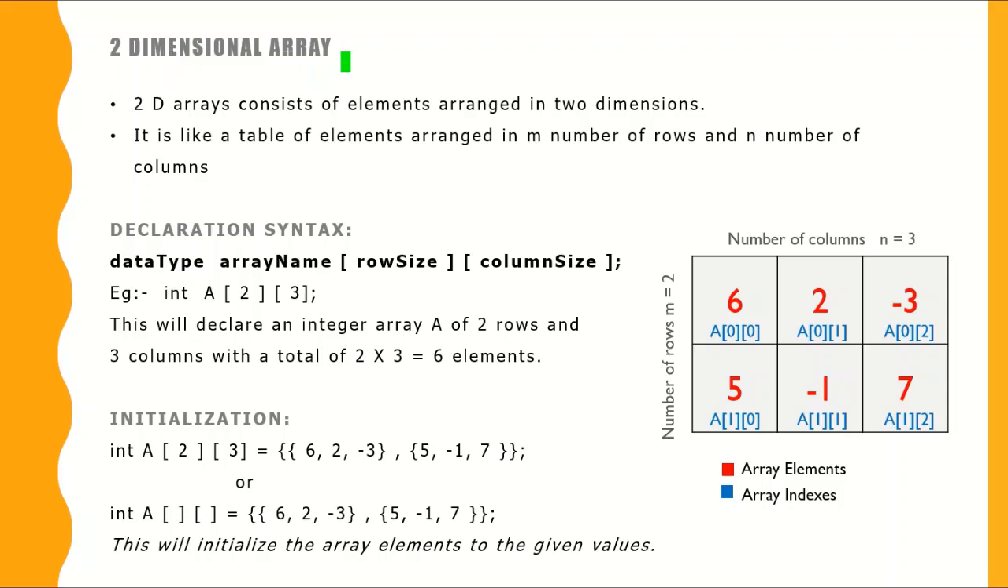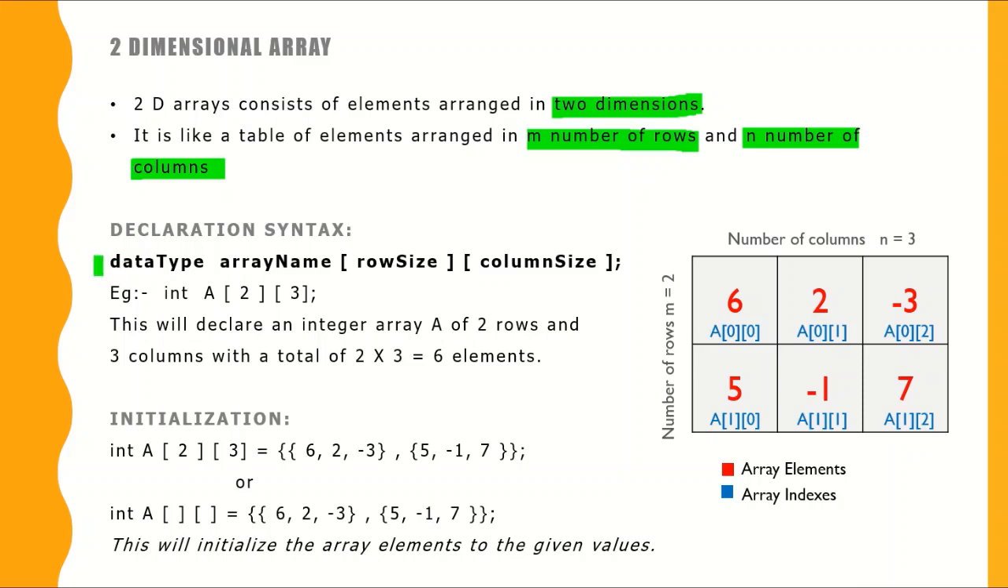Two-dimensional arrays. 2D arrays consist of elements arranged in two dimensions. It is like a table of elements arranged in m number of rows and n number of columns. It is like an m by n matrix.